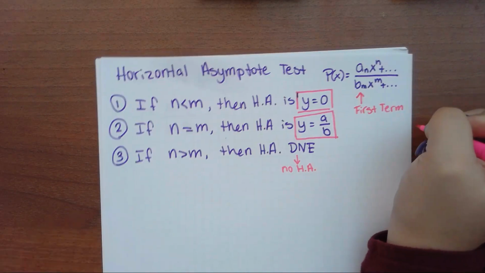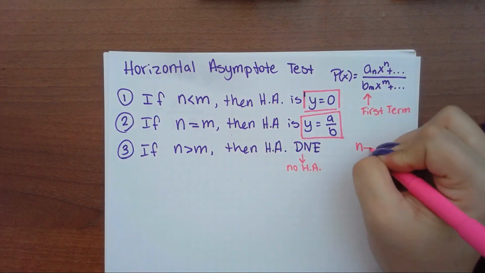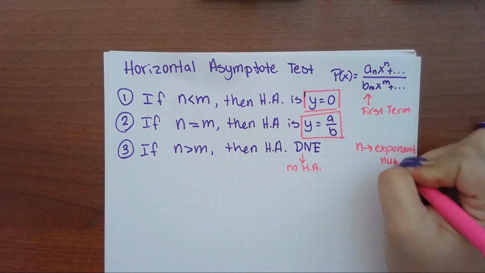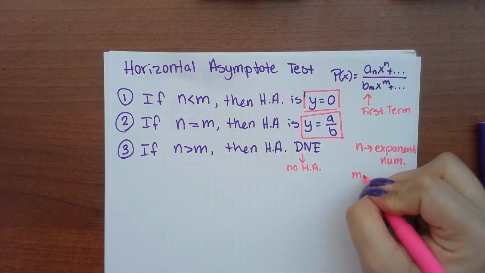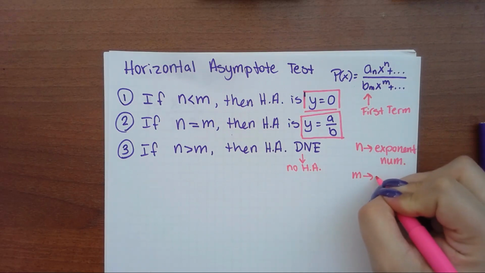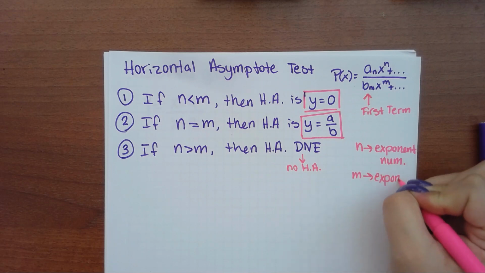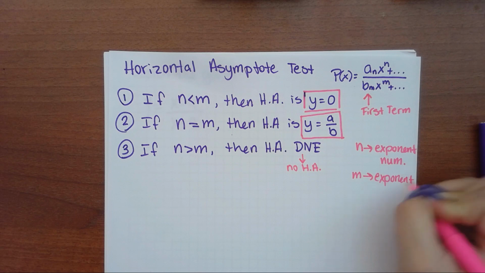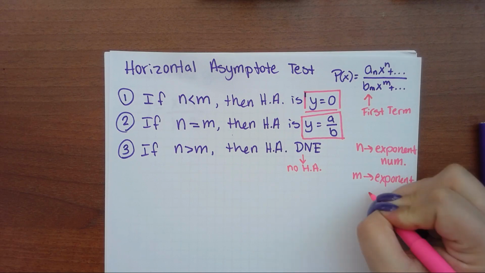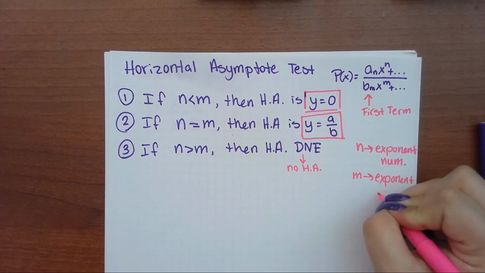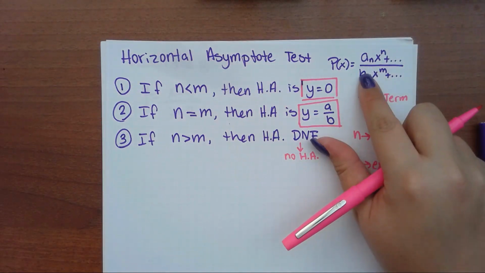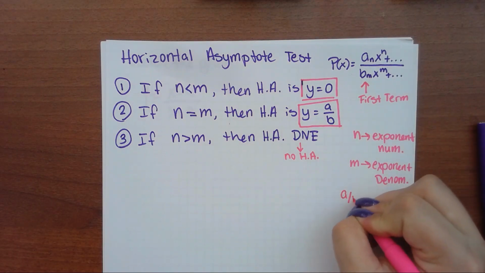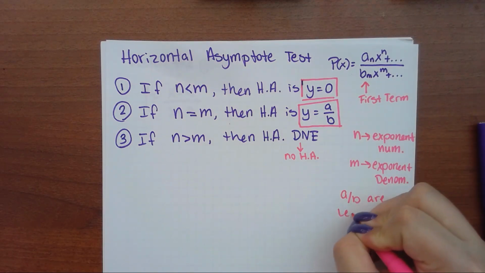So the exponent of our first term is n, and that's in the numerator. The exponent m is the exponent of the first term in the denominator. Look at our exponents. Now, a and b I left here. A is the leading coefficient in the numerator, and b is the leading coefficient in the denominator. So a and b are leading coefficients.